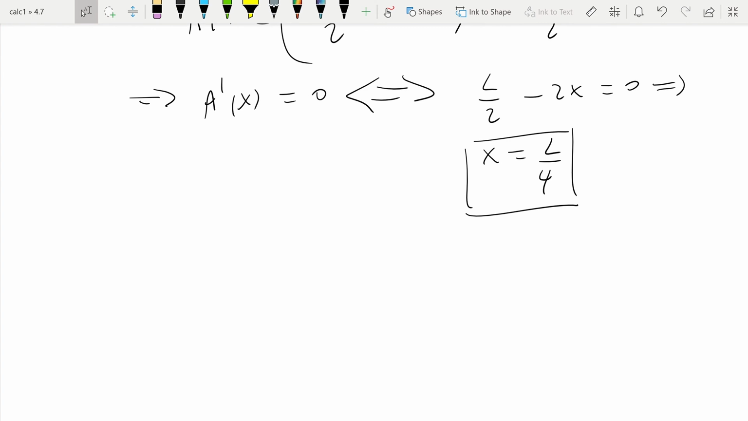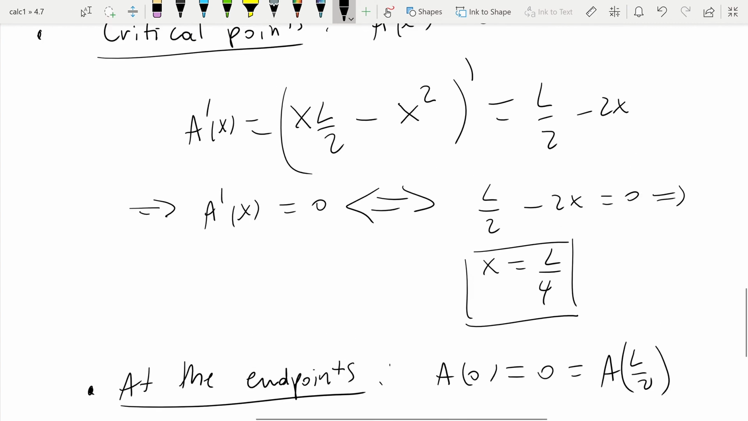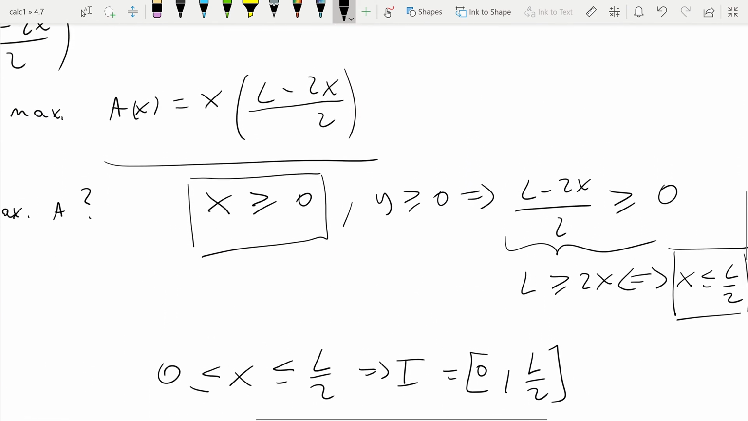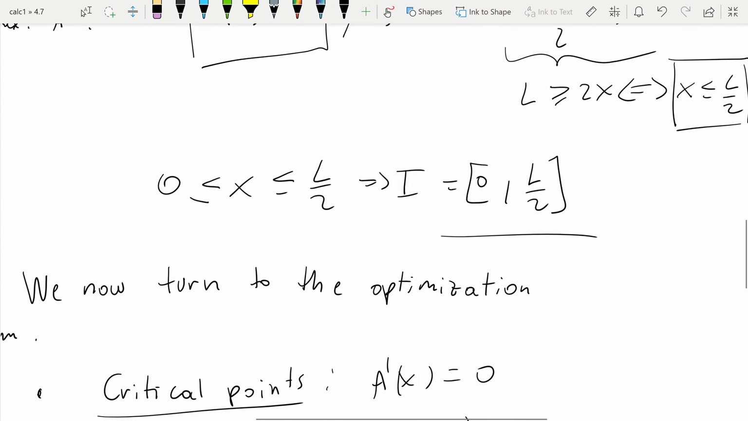Okay, so what is A at the endpoints? At the endpoint of the interval, A of 0 is actually 0. You're multiplying 0 times L over 2. And this is the same as A at L over 2. This is symmetric. Okay, if you plug this in here, you see that at L over 2, this is 0. And at 0, this factor here is 0. So it's 0 at both endpoints.